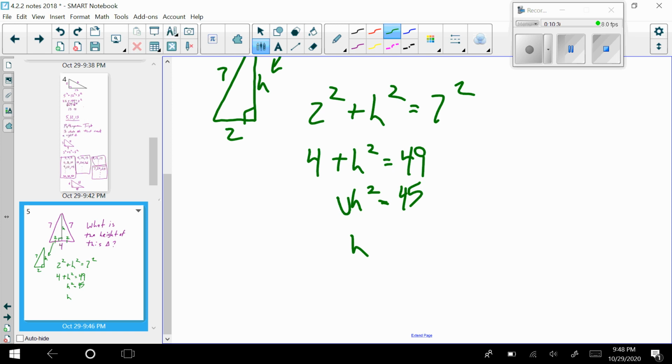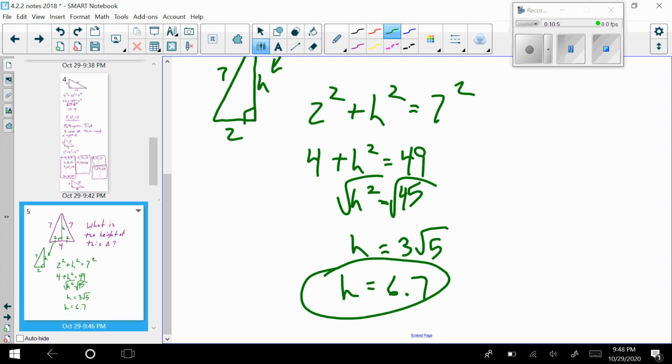And h, when you square root this, would give us 3 times the square root of 5, right? Square root of 9 times the square root of 5 gives us square root of 45, and the square root of 9 is 3. So 3 root 5. Or if you don't remember how to simplify radicals, just write it as a decimal. Square root of 45 is like 6 point something. Let's find it. 45 square rooted, 6.7. That's how we would find that height, right?